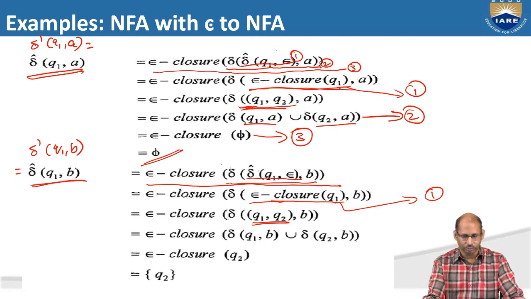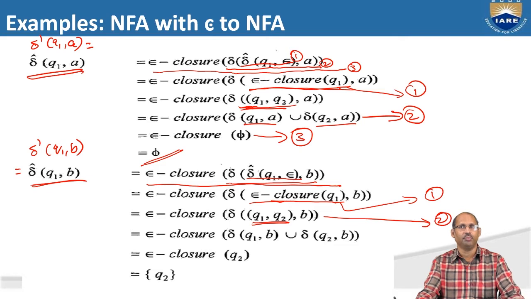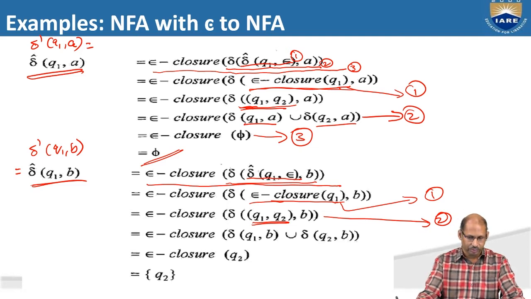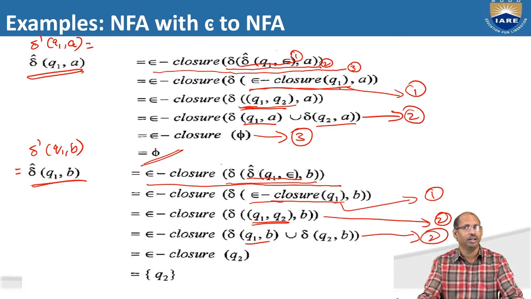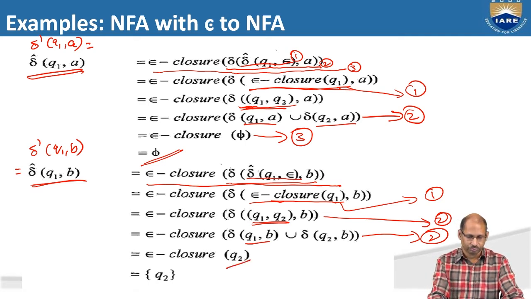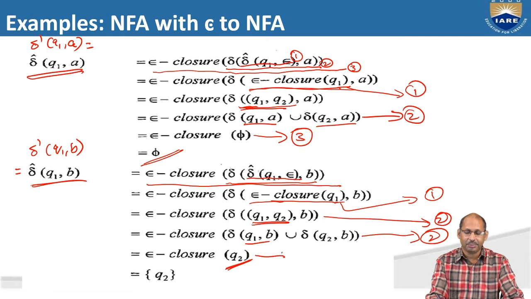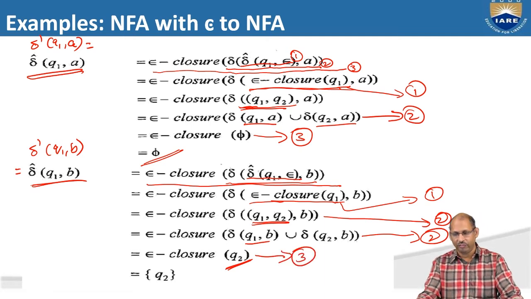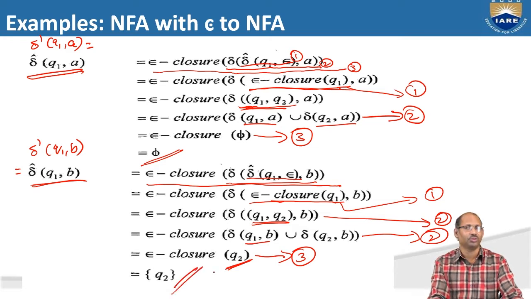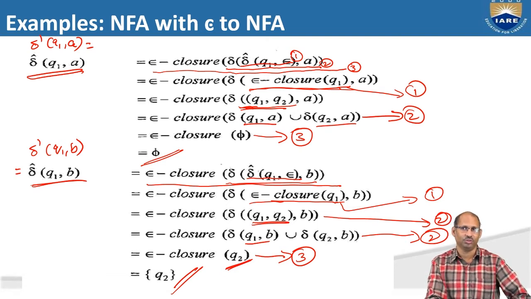Applying Q1, comma, Q2 on symbol B is the second step. So, Q1 on B union with Q2 on B is the second step, which results in Q2. Q2 on B is Q2. Then, finding the epsilon closure of Q2 is the third step, which results in Q2. Okay?